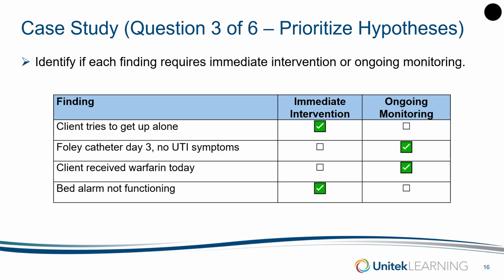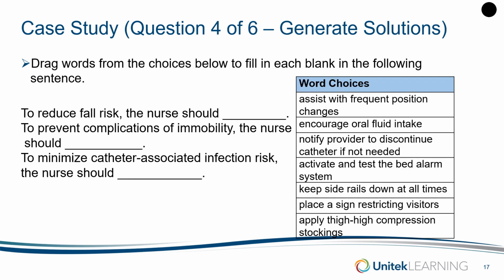Okay, now if it had said Foley catheter day 3 with UTI symptoms, that then would have been an immediate intervention versus an ongoing monitoring. So always pay attention to exactly what is said. Do not add to and do not take away from any question.